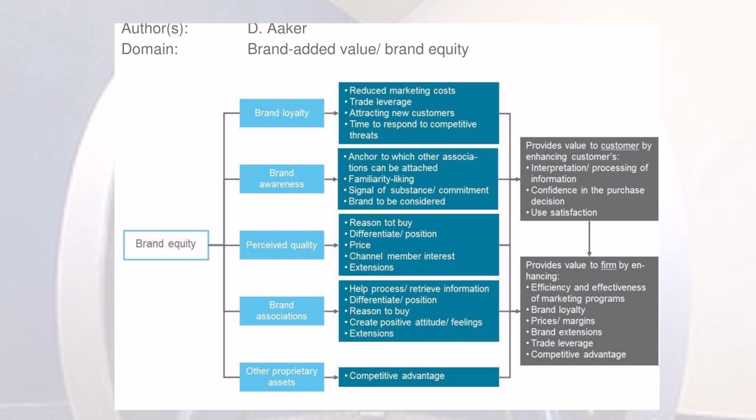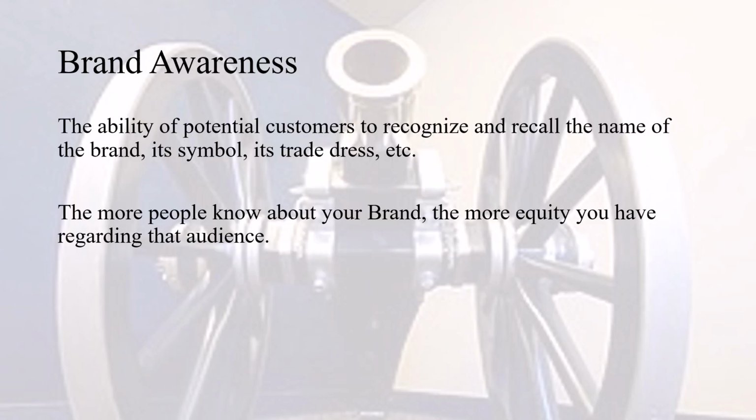And then there's this issue of brand associations. That is, other things that are associated with my brand. Could be spokespeople, could be particular customers who have endorsed my product. It could be the product category. It could be a number of different associations that help create more value for my brand. And then finally, there are all of the other proprietary assets that might be included. So we're going to talk about all five of these, but today we're going to start by focusing on brand awareness and perceived quality.